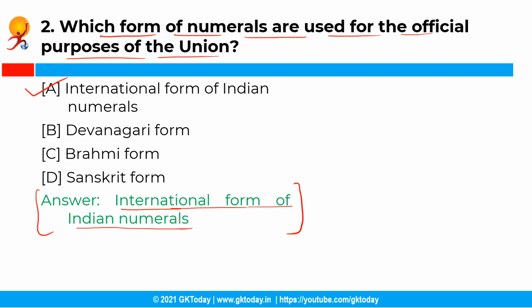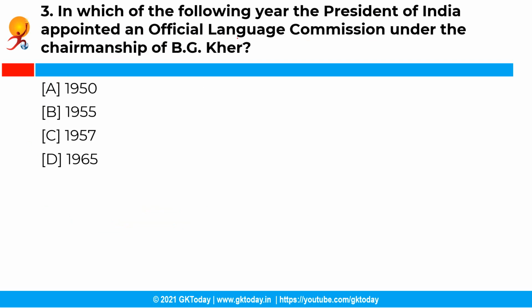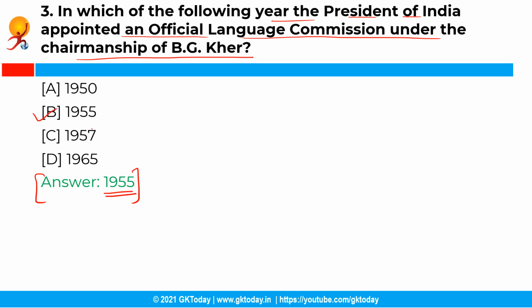Moving ahead with the next question. So in which of the following year the President of India appointed an official language commission under the chairmanship of B.G. Kher? So you have the following options and the correct answer is option B, that is in the year 1955. See, the President in the year 1955 appointed an official language commission under the chairmanship of B.G. Kher. Further, the commission submitted its report to the President of India in the year 1956.